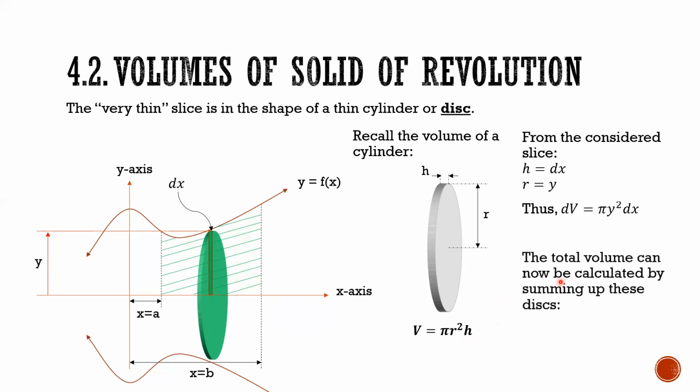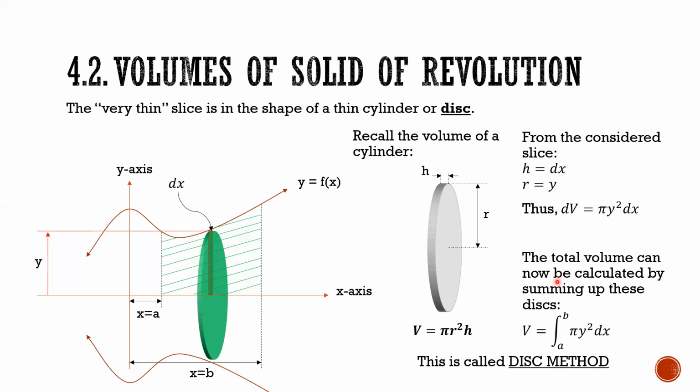Now, since we want to calculate the total volume, we can do that by summing up the volume of these disks. And in this context, when we say summing up, we mean integration. So we integrate from lower limit a to upper limit b of pi y squared dx. So this method is called the disk method.